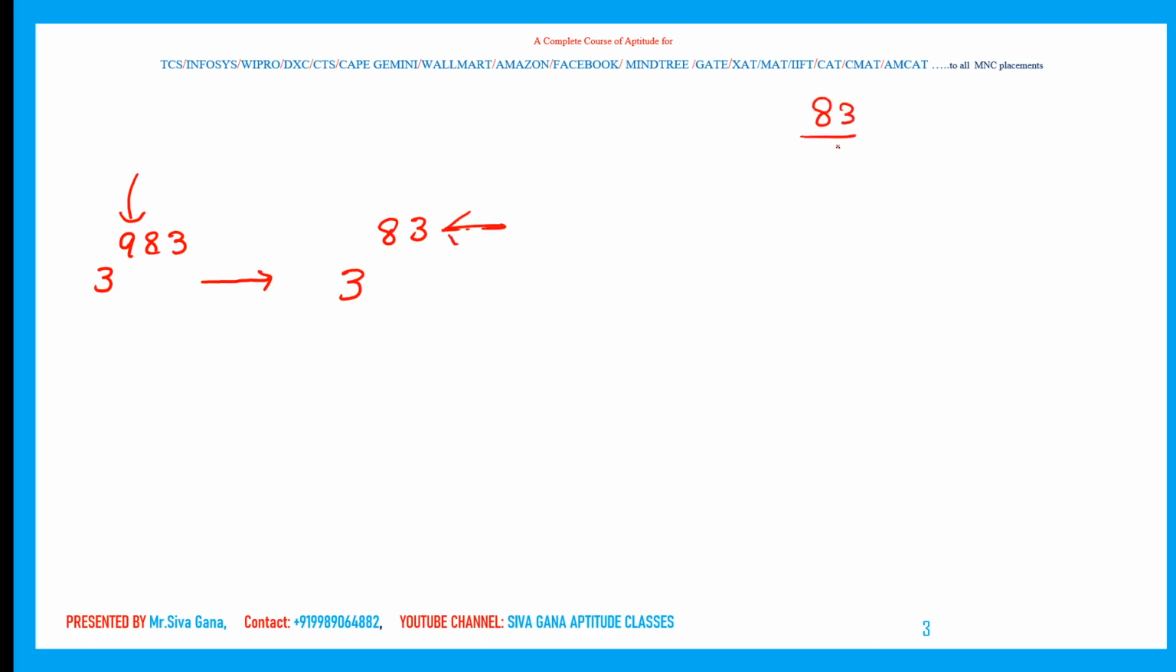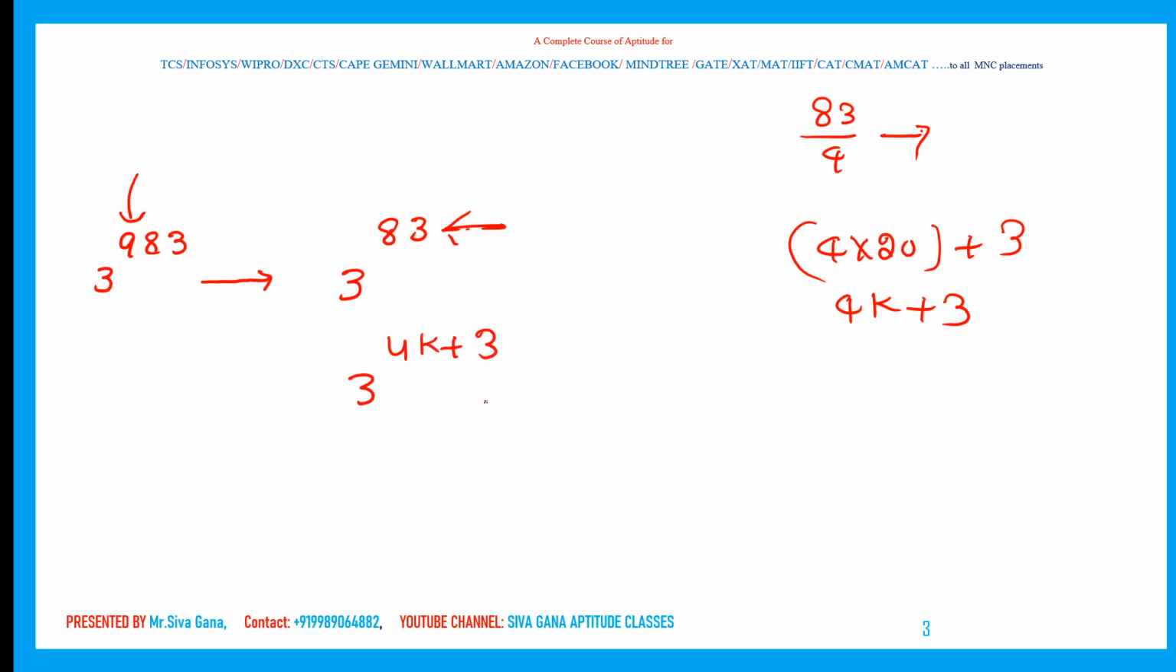83 divided by 4. It is in which form? 4k plus 3 form, because 4 into 20 is 80 plus 3. So this is in 3 power 4k plus 3 form. So the unit digit of a power 4k plus 3 is the same as the unit digit of a power 3. Here, 3 power 3 is 27, unit digit is 7.